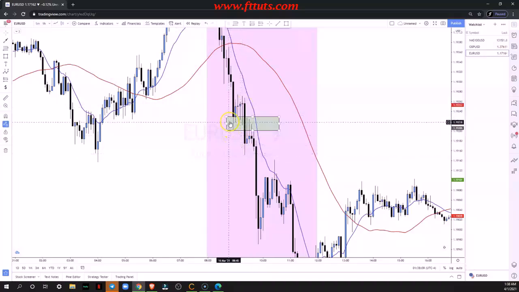When it broke below, we draw our box exactly how it is, from the edge of the body to the wick. We drag it across. The next candles come back into the zone. We have a bunch of rejection candles to sell. So we'll be getting into this sell right here.